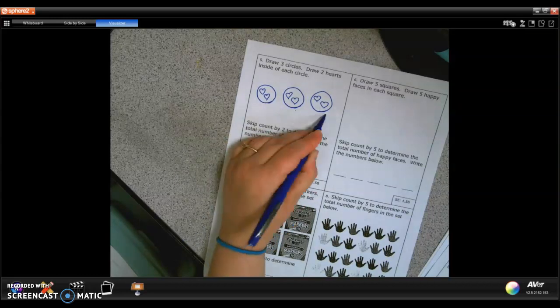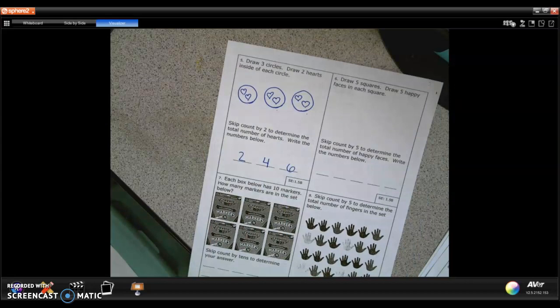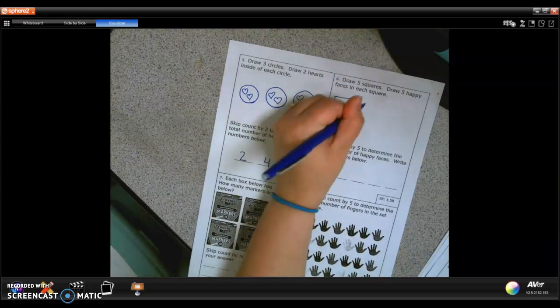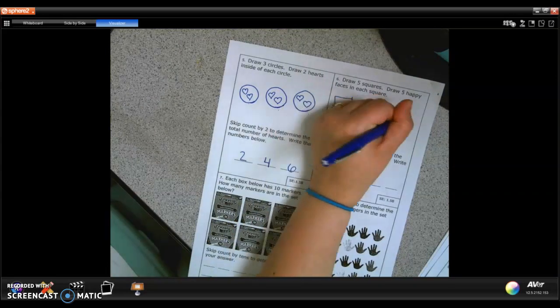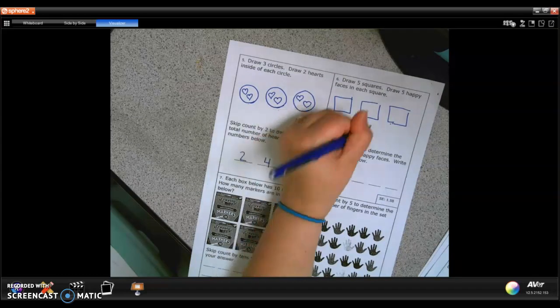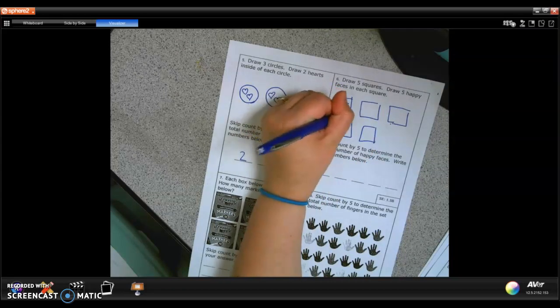2, 4, 6. Draw 5 squares, draw 5 happy faces in each square. Okay, 1, 2, 3, 4, 5. 1, 2, 3, 4, 5.